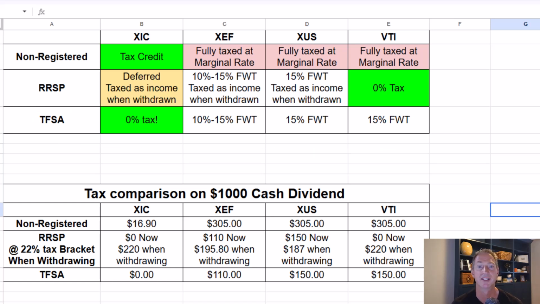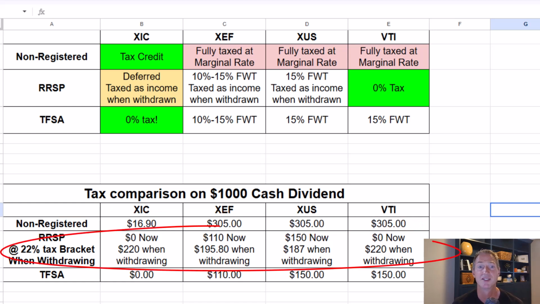And so hypothetically, you receive $1,000 as a dividend in a non-registered XIC. You'd only be subject to $16.90 in tax because of the tax credit. And that's if you're in the 30.5% tax bracket like I am. And you can see XEF, XUS, and VTI are all subject to the marginal tax bracket, so $305. So huge advantage for keeping your Canadian investments in your non-registered.